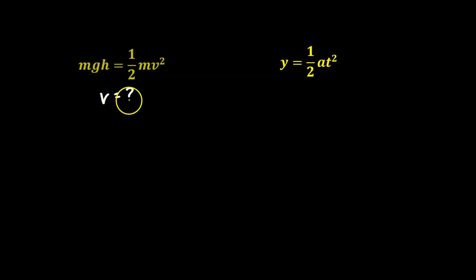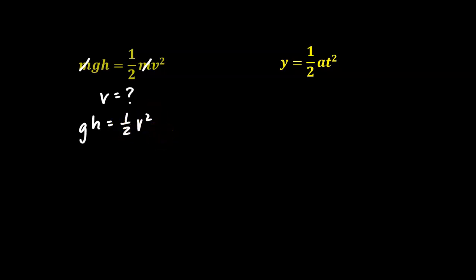V is the velocity. And first, you'll notice that there's an m on the left and an m on the right. And whatever you do to the left-hand side, we want to do to the right-hand side. So that's the key thing to remember here. So I can divide m on the left and divide m on the right-hand side. You'll notice that the m's will cancel out. That leaves us with GH is equal to 1 over 2 V squared.